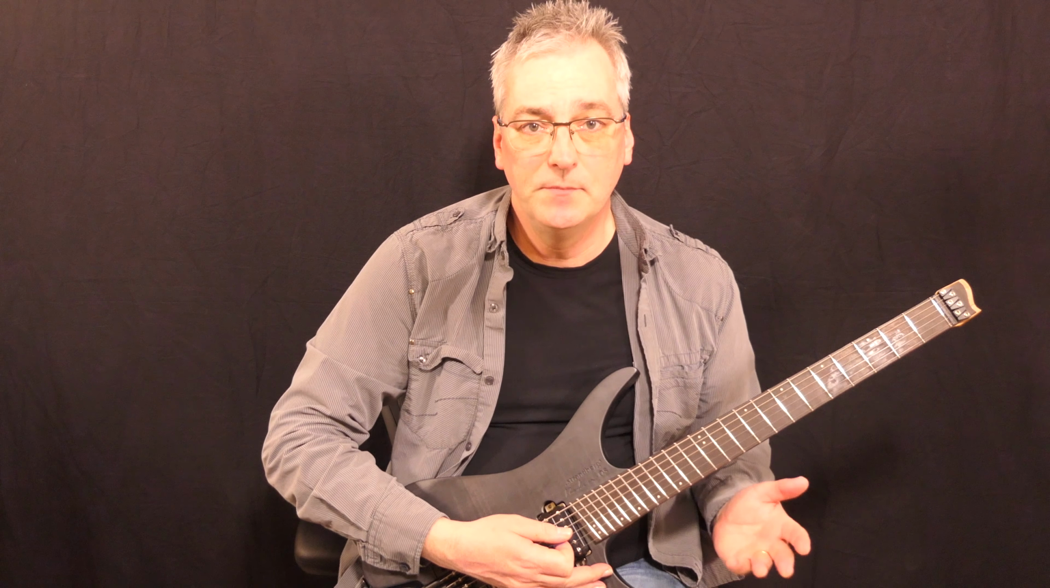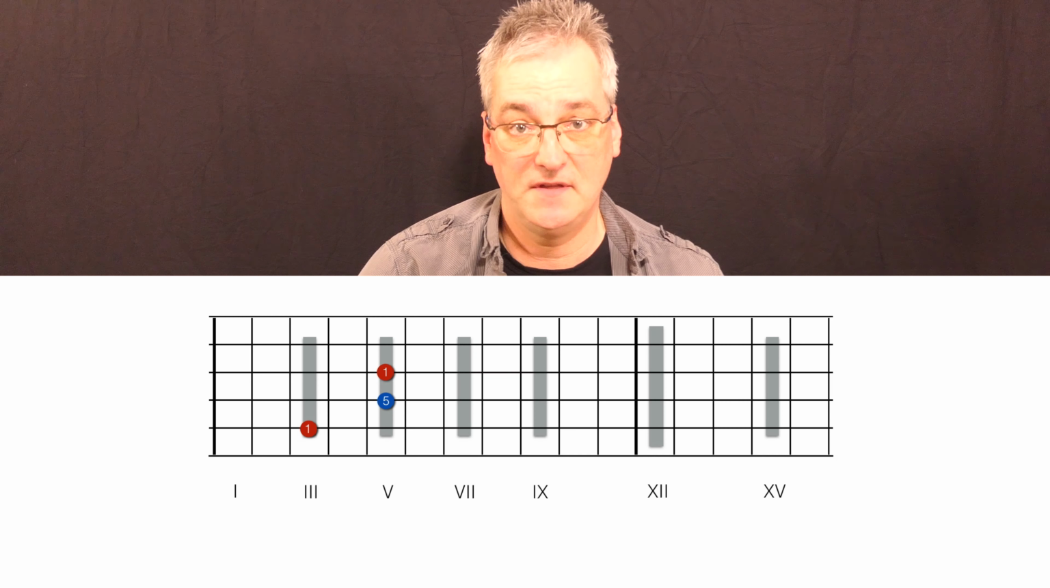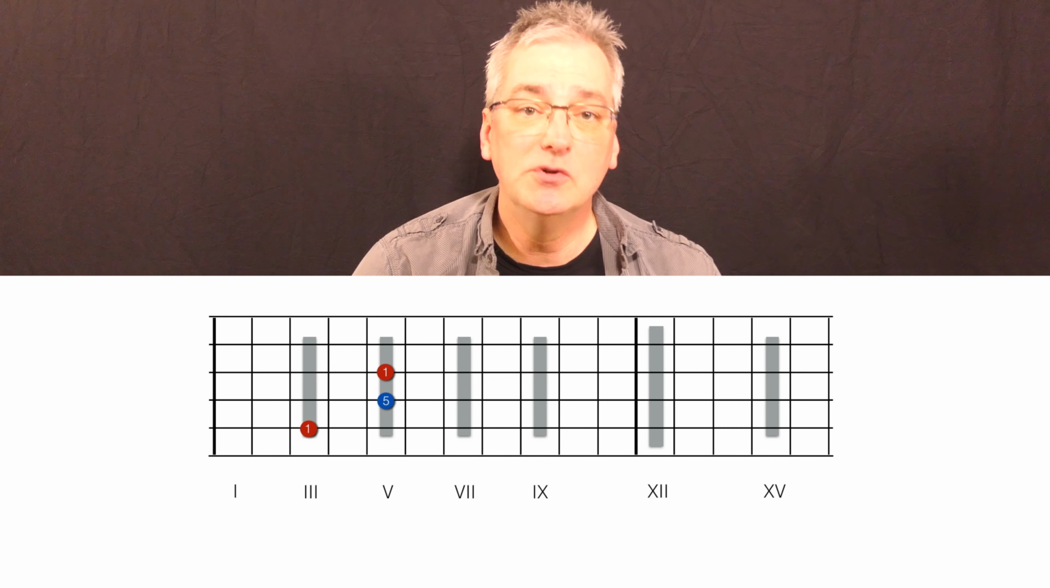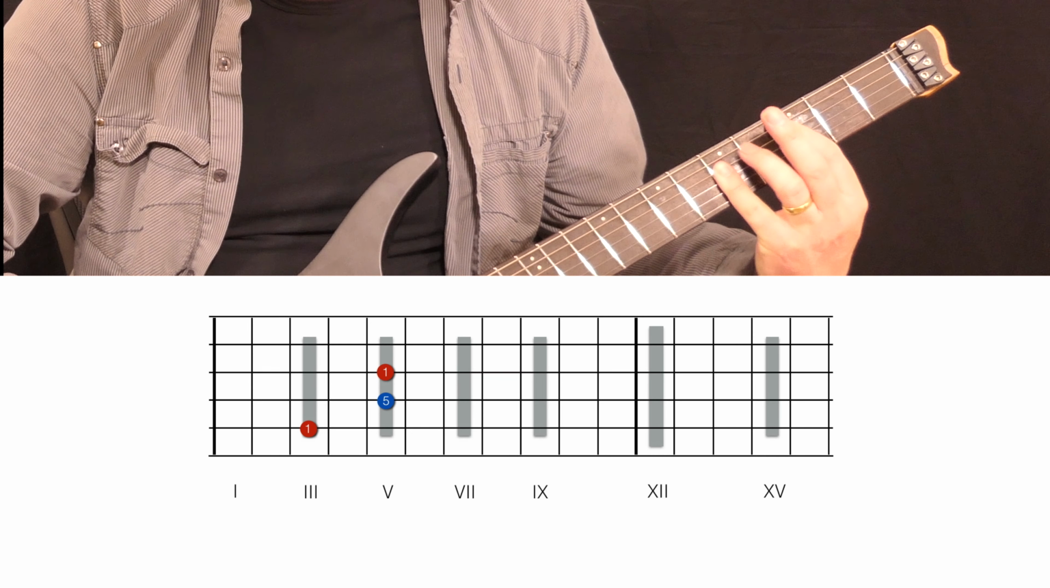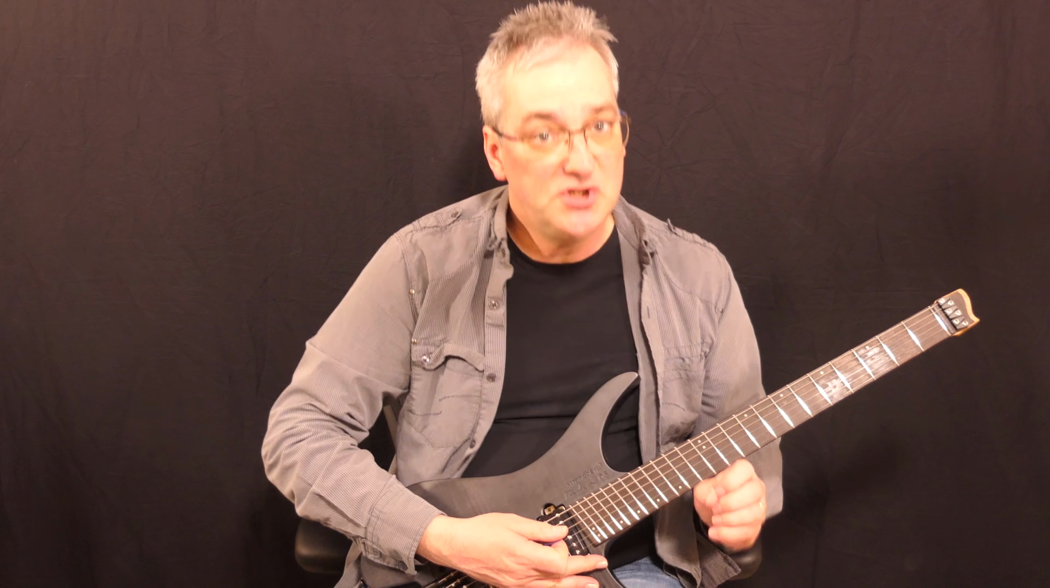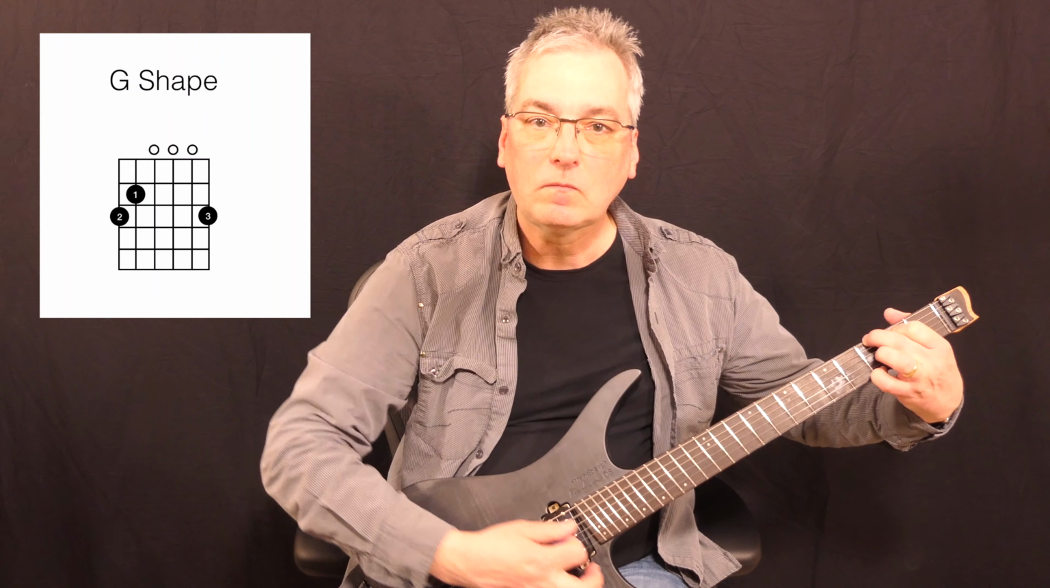We can also play a simple version of this known as a power chord, just using the 1st and 5th scale degrees. This is used a lot in rock music. The next G shape is based upon the open G major chord.